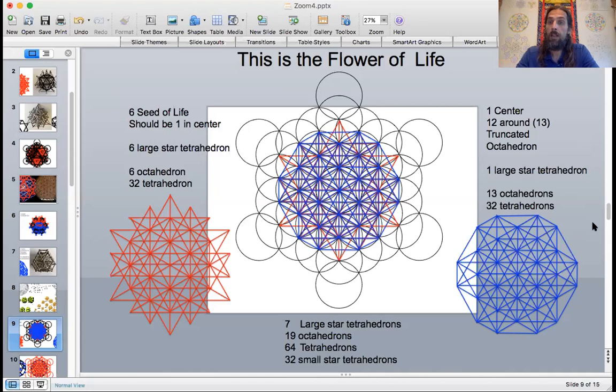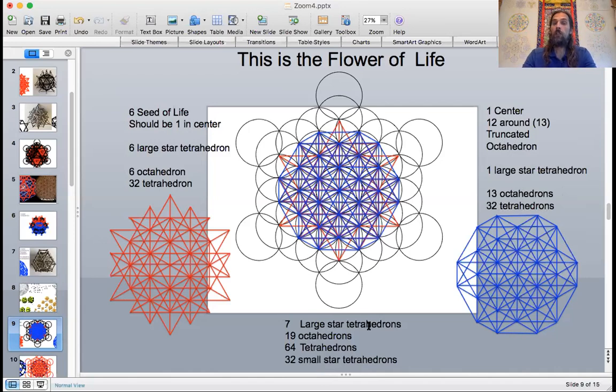Now, for the one on the right, the spherical blue one, we had 1 in the center, because now I could finally get it in the center. And I had those 12 octahedrons around it. So I had 13 total, and that was that truncated octahedron. And that created this one large star tetrahedron. So then I have 13 octahedrons total and 32 star tetrahedrons. And the math is down here at the middle when I just add them up.